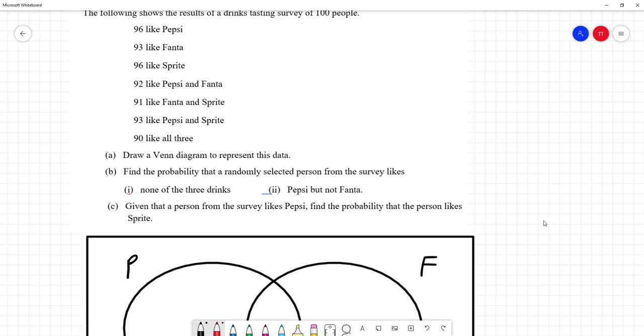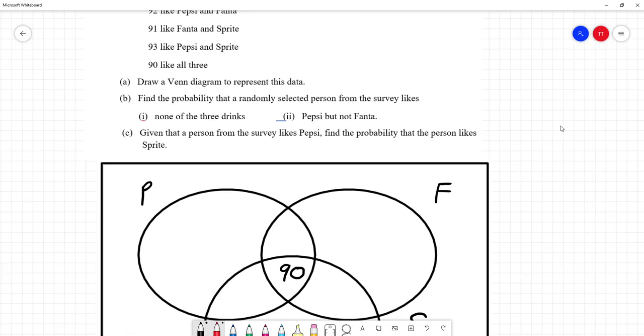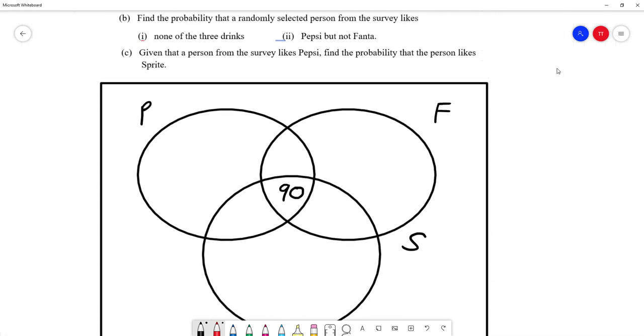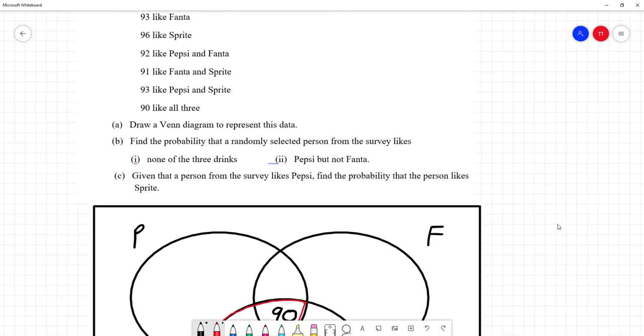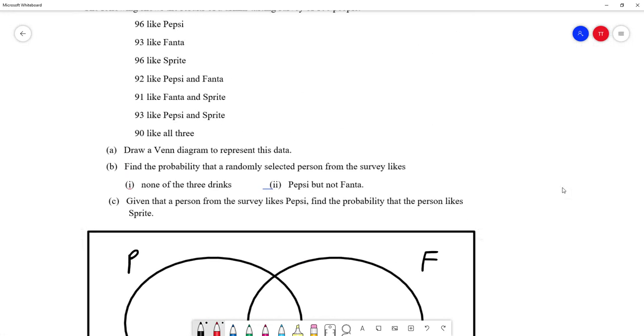90 liked all three. Now 93 liked Pepsi and Sprite. Now we can say Pepsi and Sprite is here. So this section. So if that's 93, we've already got 90 already, so we can have 3 here. So we can make sure we've sorted that out. So we've got all 90, we've got 93 here.